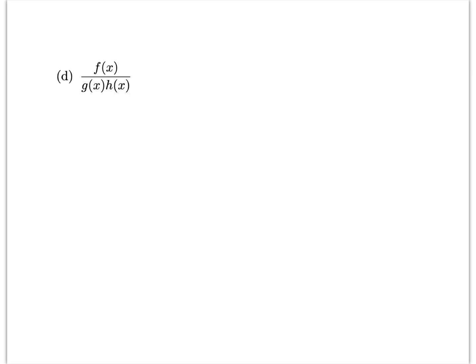Now f over g times h. So I'm going to do low d high minus high d low over the square of what's below. My derivative is going to be low, which is g times h, times d high, which is f prime. That's low d high minus high, which is just f, times d low.